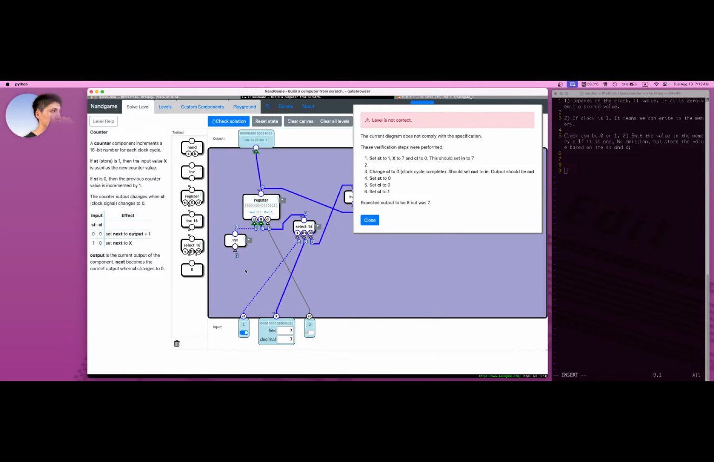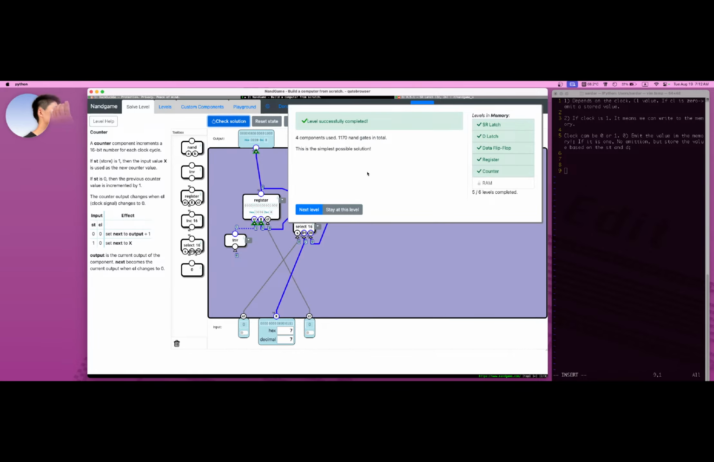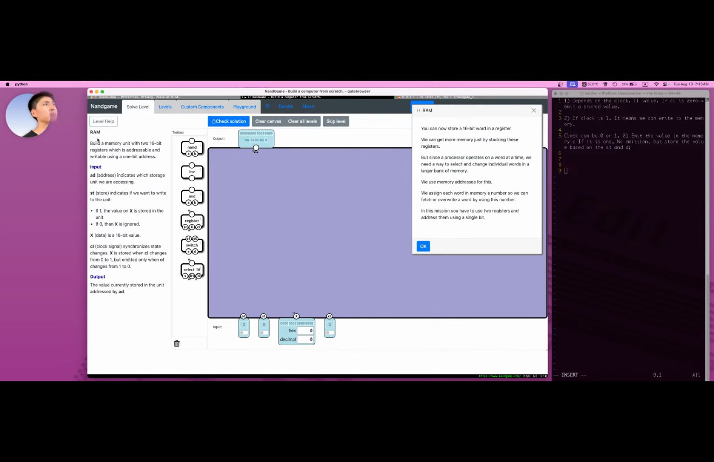Okay, fine. 8, 9, okay. Now it works. Check solution. Yes, now we satisfied two conditions. Now we have a working code. Next level. Okay, RAM is the last one.